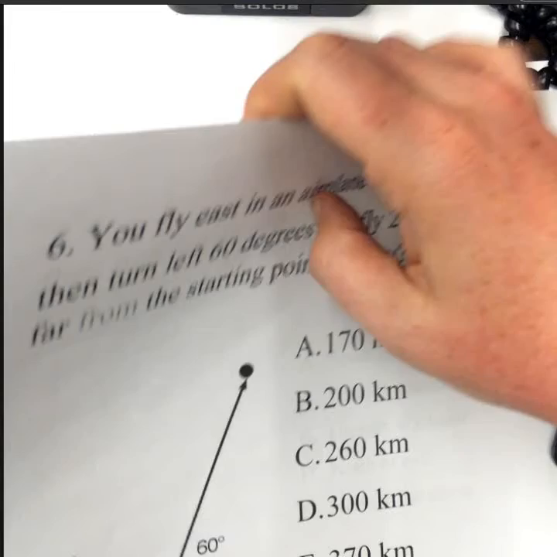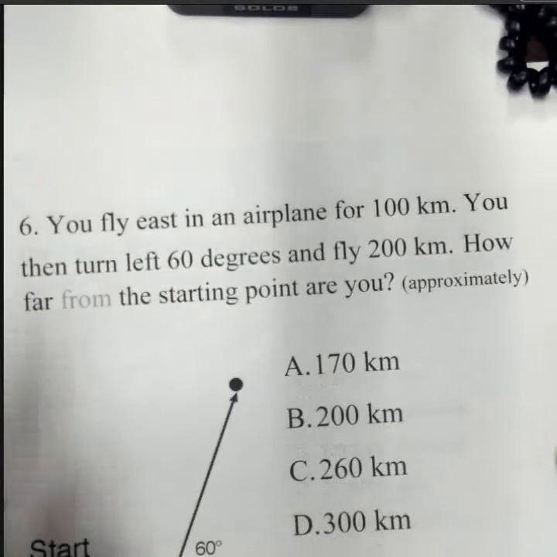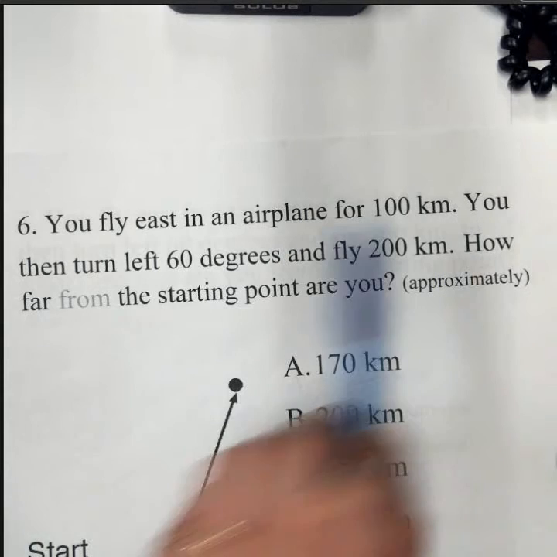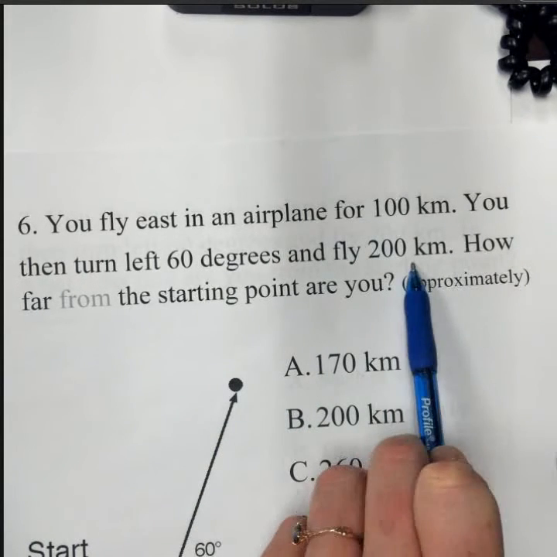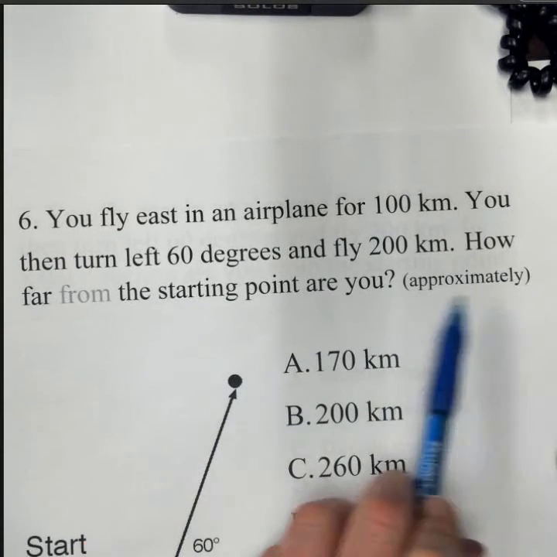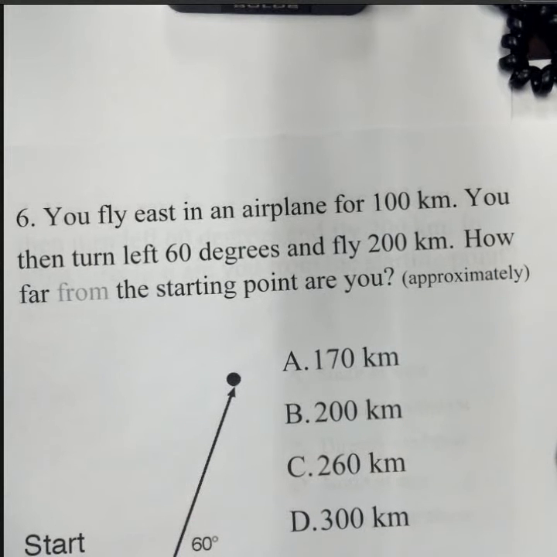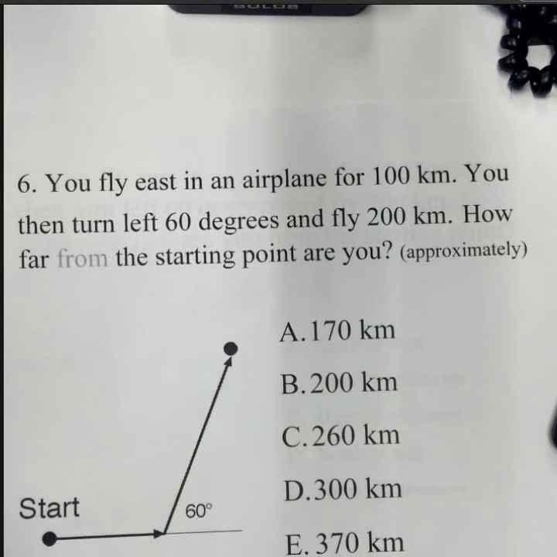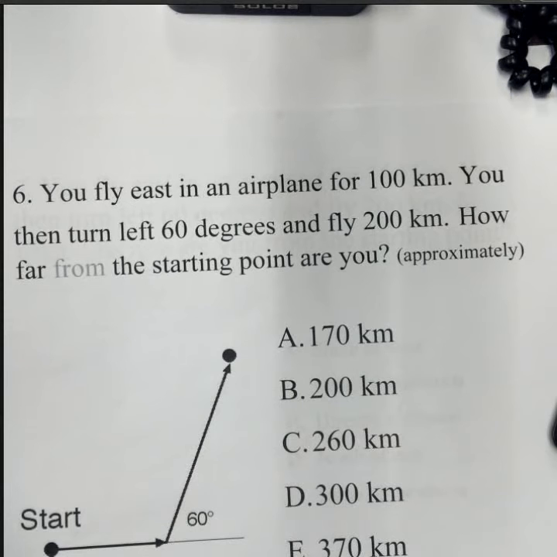Moving forward with this example, you fly east in an airplane for 100 kilometers. You then turn left 60 degrees and fly 200 kilometers. How far from the starting point are you, approximately? Well, now we're not just finding how far east or how far north, we're finding how far total.